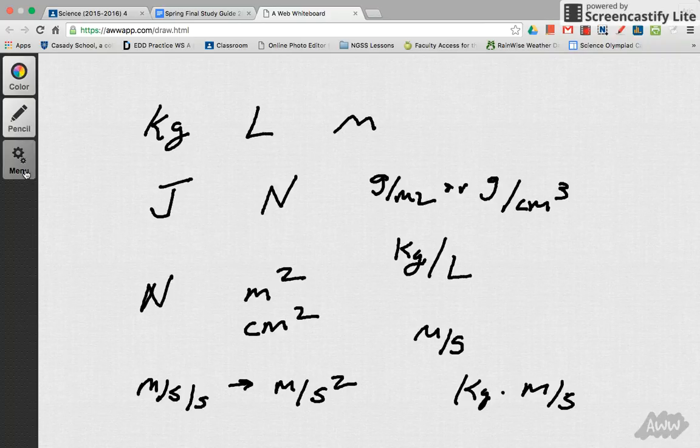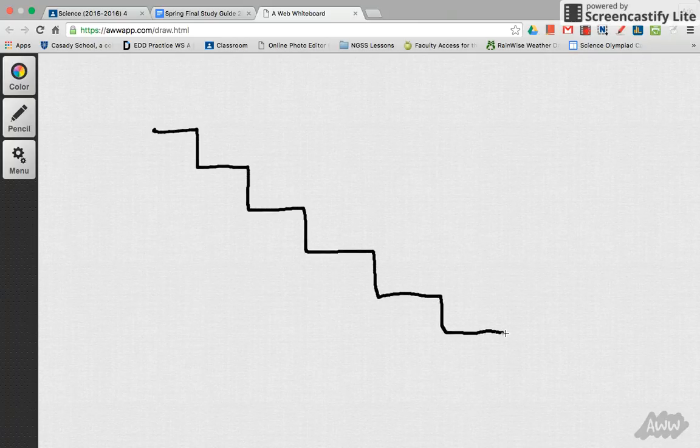I don't know how much time I have left, but I'll start on this. And also on your note card for the final, you can also have the metric stair step, which I think would be a wise choice to go ahead and put on there. So we have our base unit here, and then we're going to move from the base unit either up or down. We can start here.